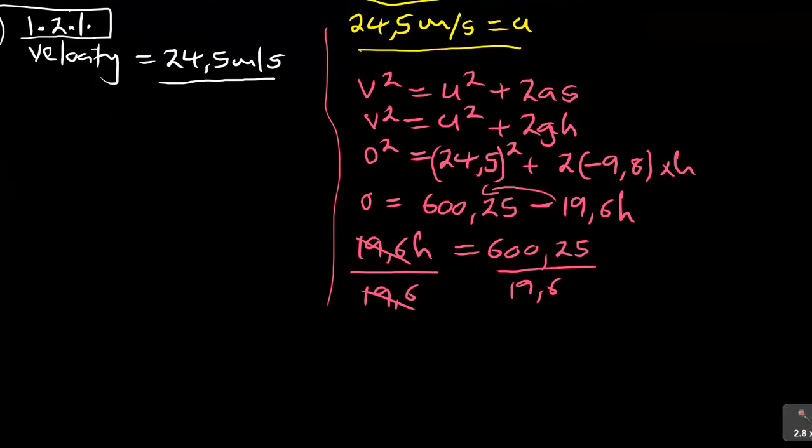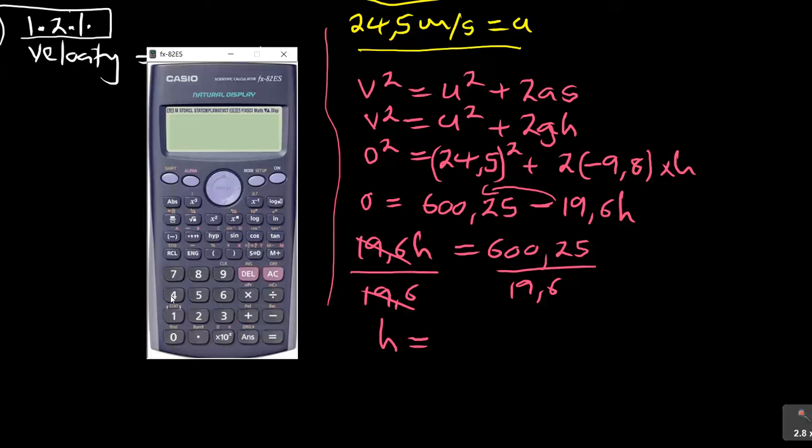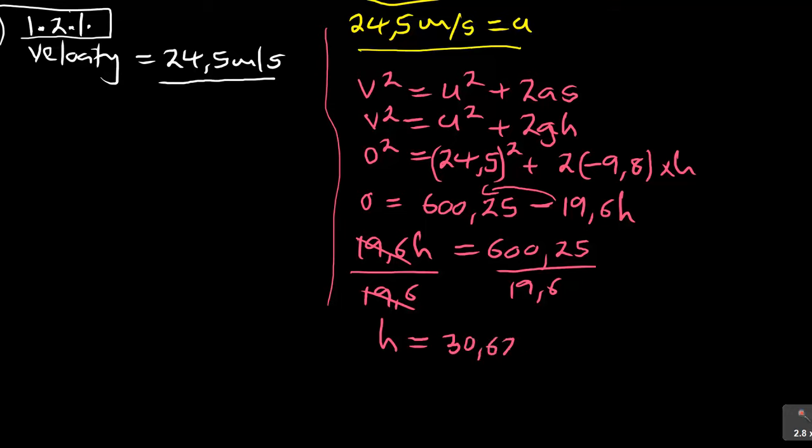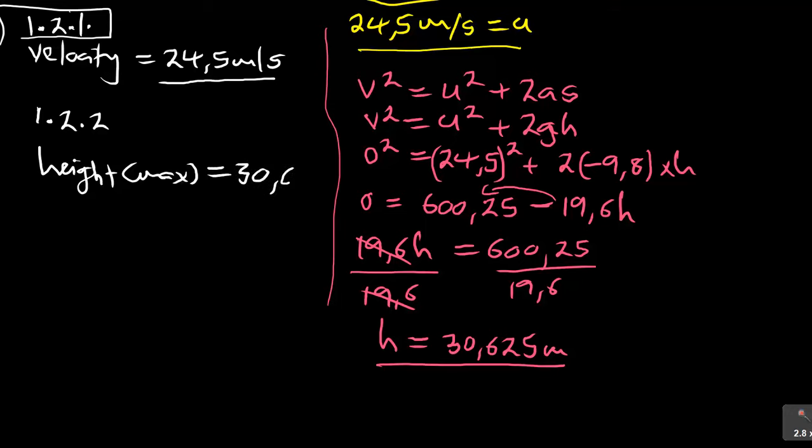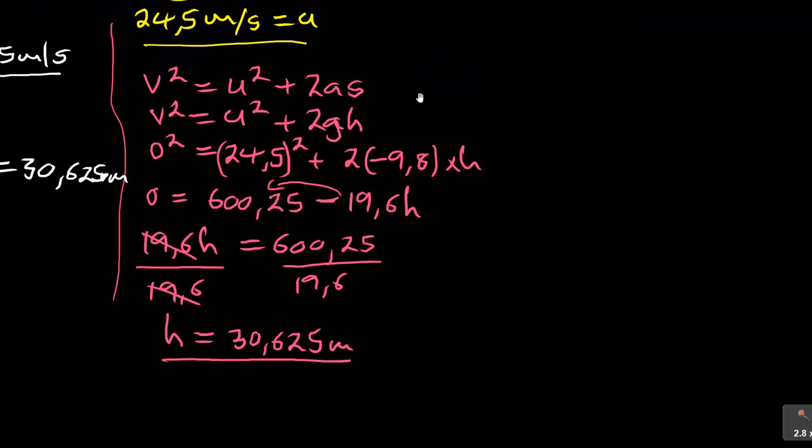So if we do that, dividing 600.25 over 19.6, there is the answer there, which is 30.625. Remember they said height, the maximum height, so it is meters. So that is that, to say 1.2.2, height (in brackets, maximum height) is 30.625 meters. But also, as I was saying, I can actually use a different method here from what I'm given.